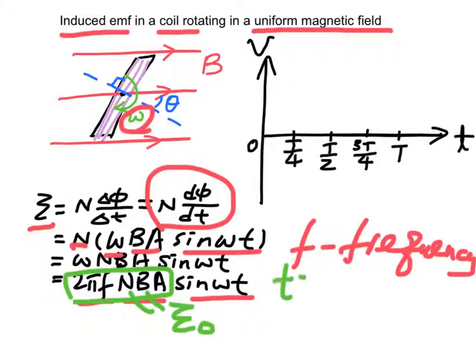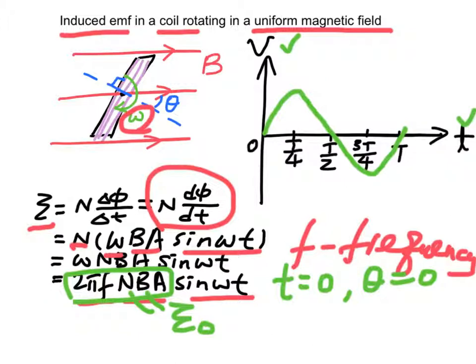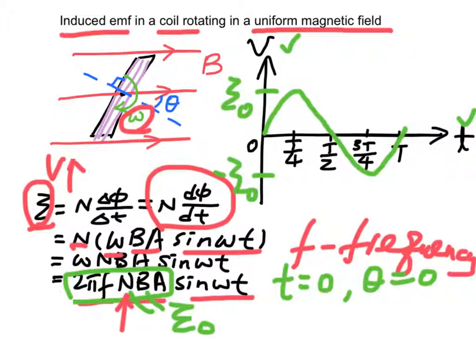If at time equal to 0, theta is 0, the graph of induced voltage against time t will be a sine curve with peak voltage E0. In order to increase the induced voltage, we can use a greater number of turns of coil, use a greater magnetic field, or increase the area of the coil. Lastly, we can increase the frequency of rotation of the coil.